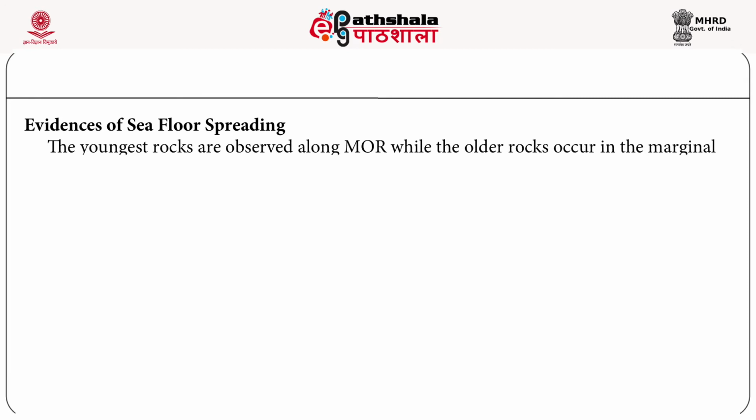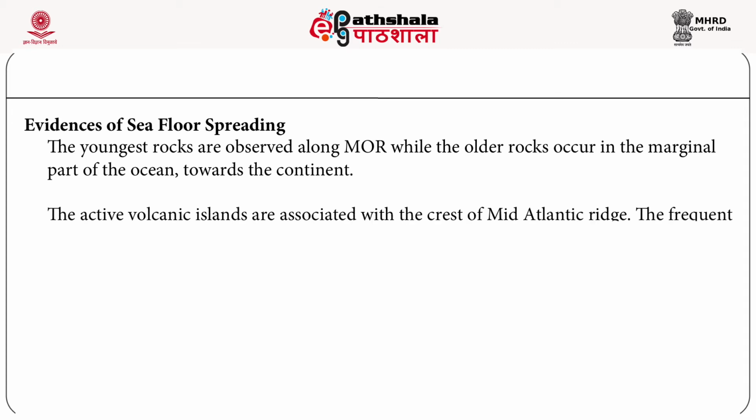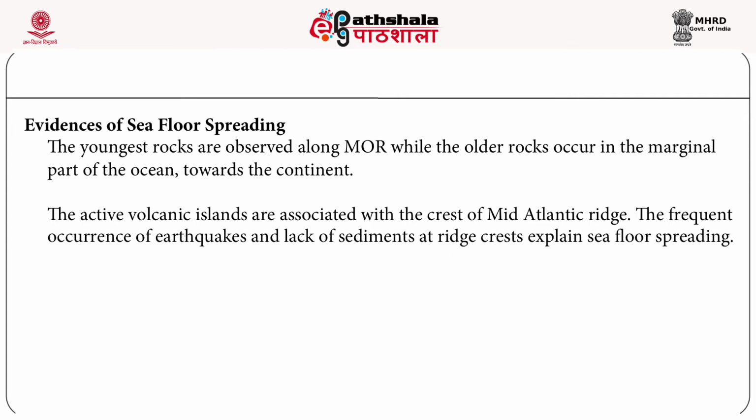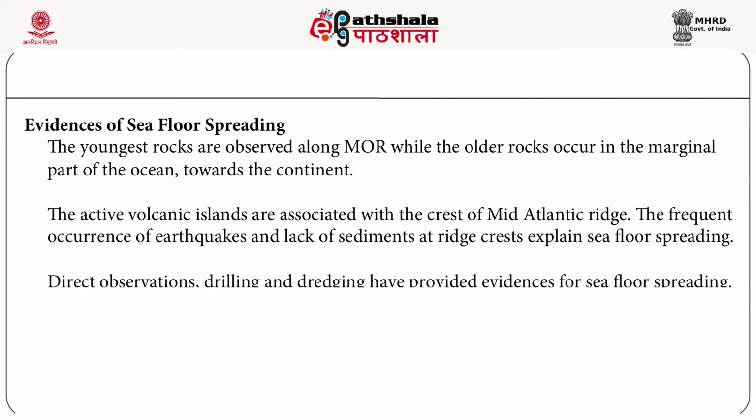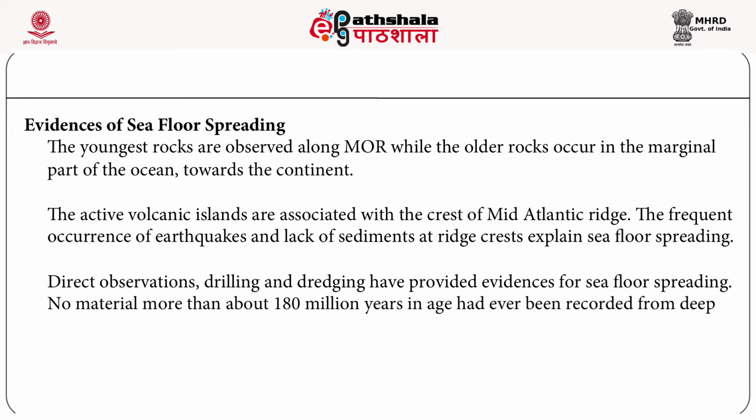The youngest rocks are observed along the mid-oceanic ridge, while older rocks occur in the marginal part of the ocean towards the continent. The active volcanic islands are associated with the crest of the mid-Atlantic ridge. The frequent occurrence of earthquakes and lack of sediments at the ridge crests explain sea floor spreading. Direct observations, drilling and dredging have provided evidences for sea floor spreading.